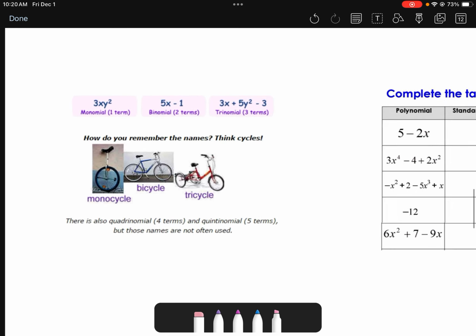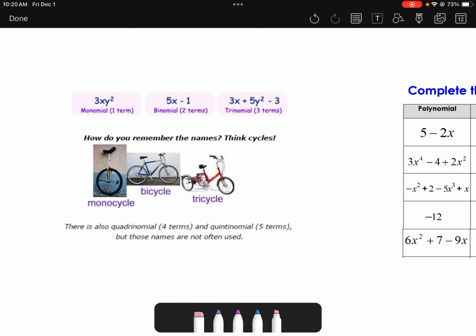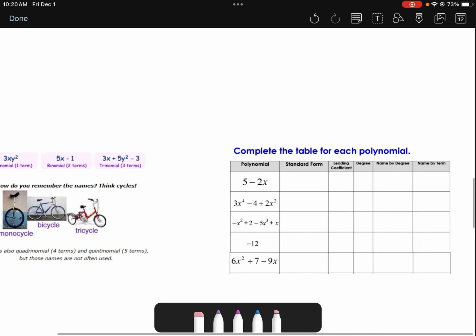Okay. So again, looking at this, one way to remember it is to think about bicycles: monomial, you have a monocycle, bicycle, tricycle if you want. That's one way to remember it. There you go with that.